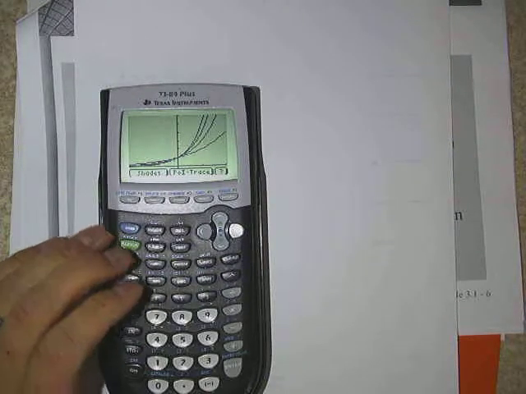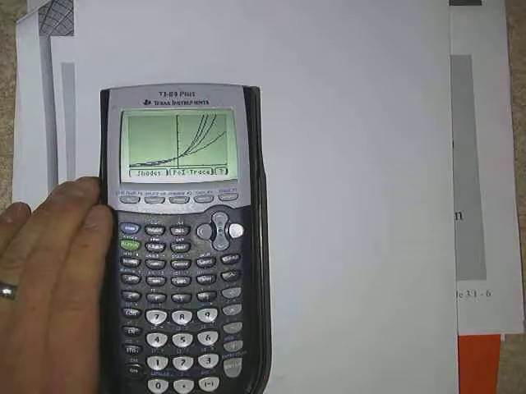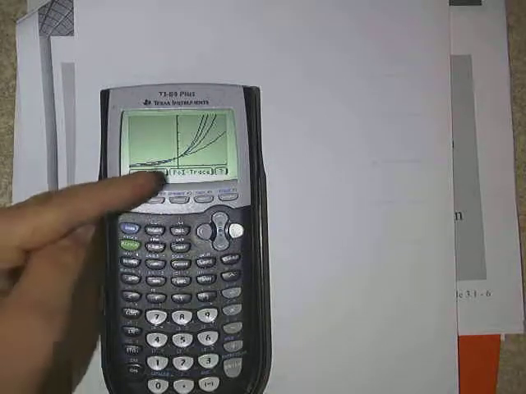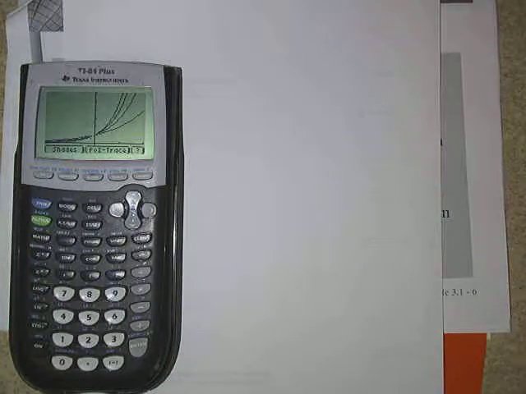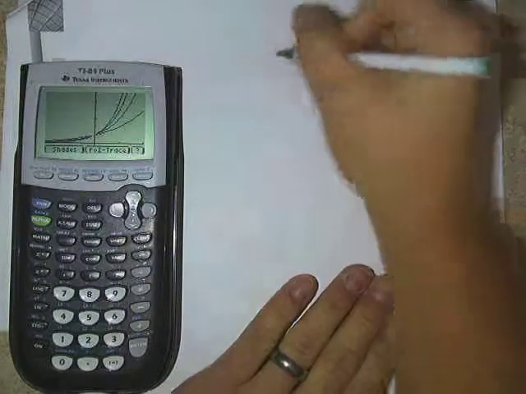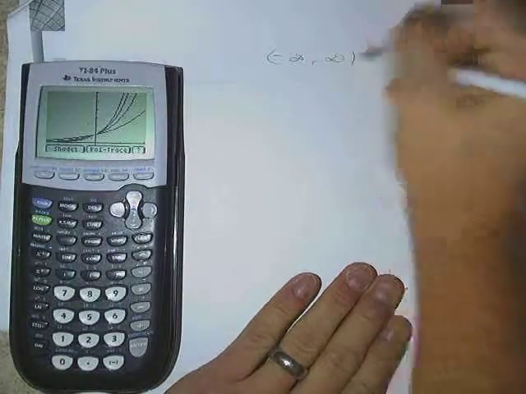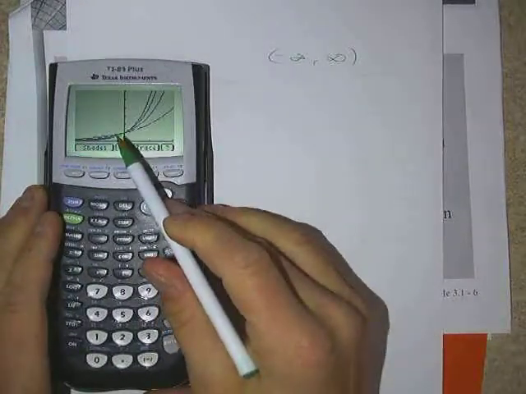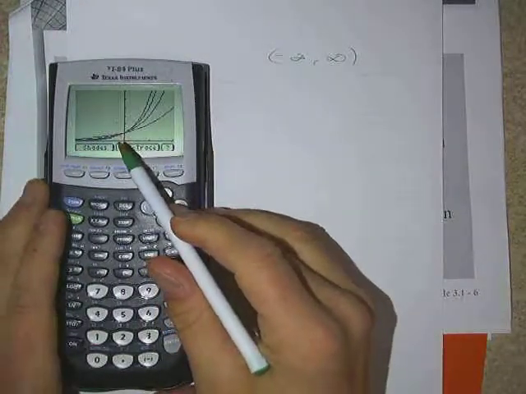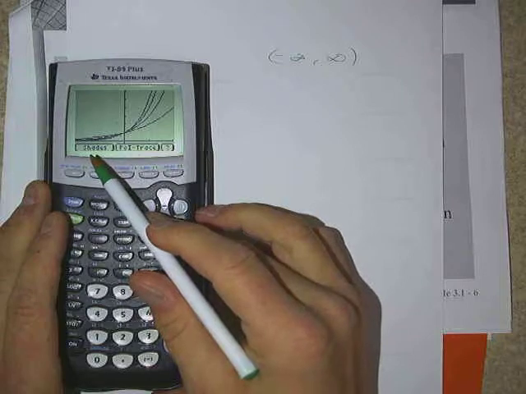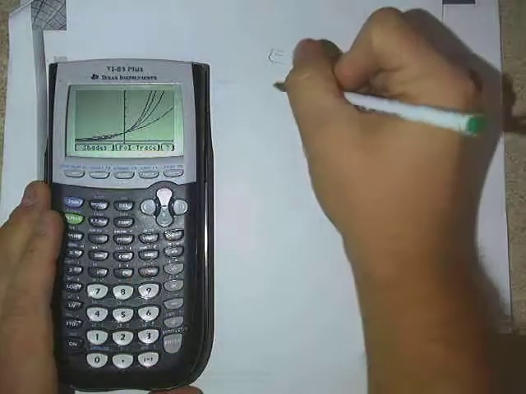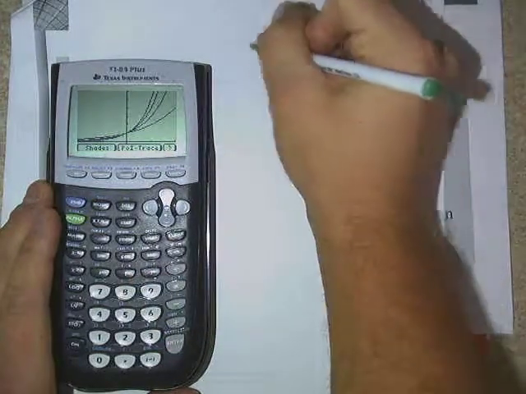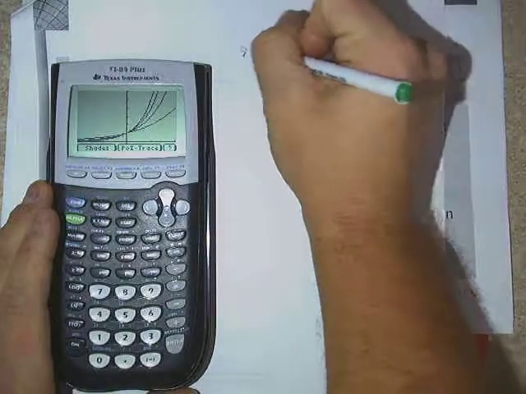A couple of questions are posed there. It says, what point is common to all these? Well, we can see that they all go through 0, 1. And that's because if we put any base to the 0, we get 1. So they should all have 0, 1 in common. And then analysis here, domain and range. Domain for all these: we go infinitely far to the left, infinitely far to the right. So the domain here would be negative infinity to infinity.